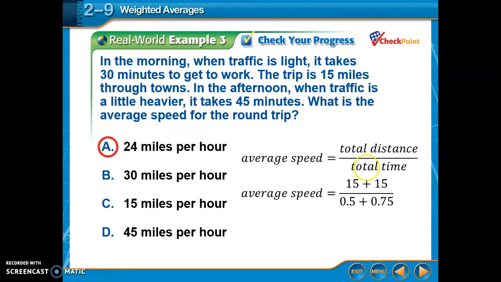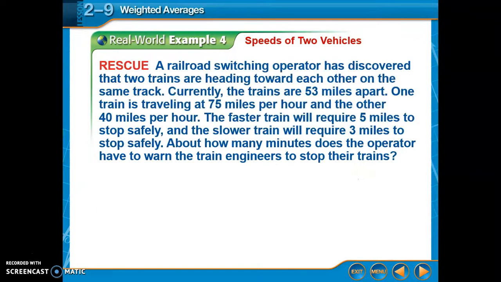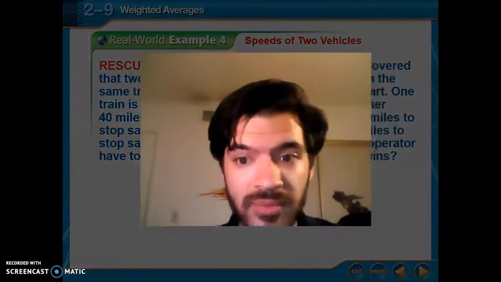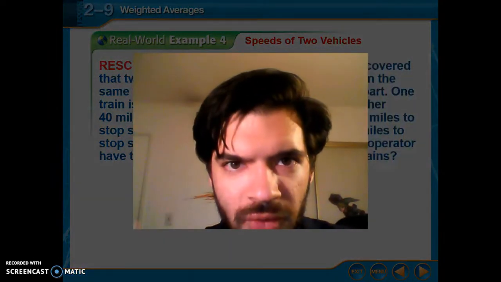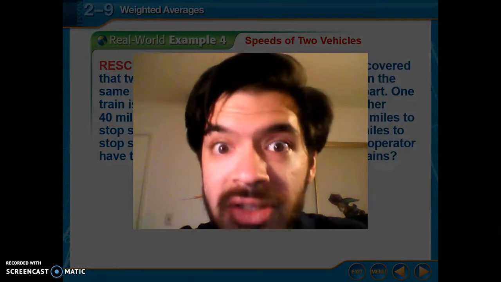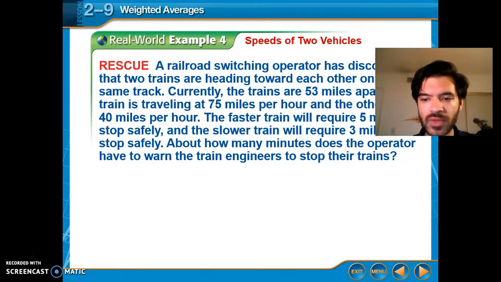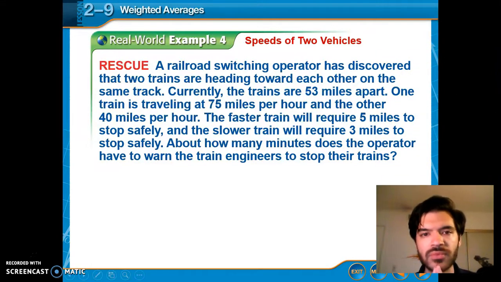Let's move on to the last example. Now, the last example is going to be a bit complicated. I mean it. It's going to be complicated. Seriously. Focus. It's a lot of words, but it's not that crazy. I promise. Ready? So let's check it out.